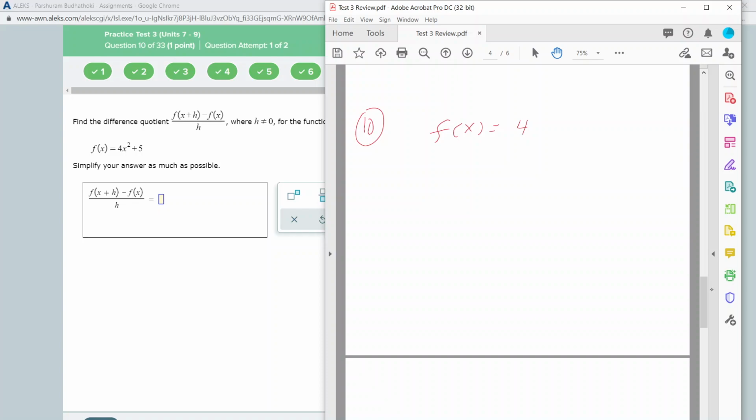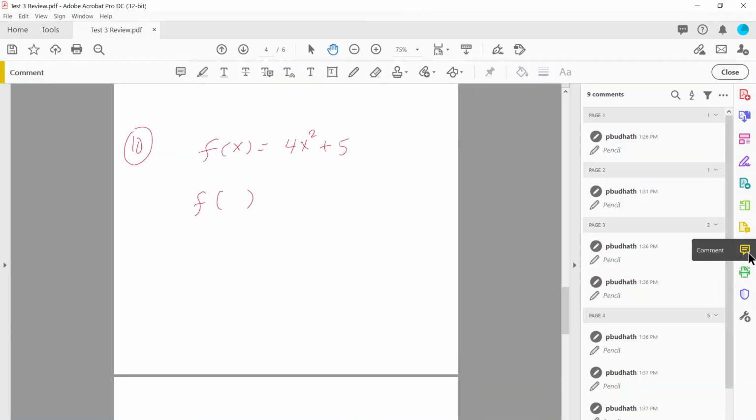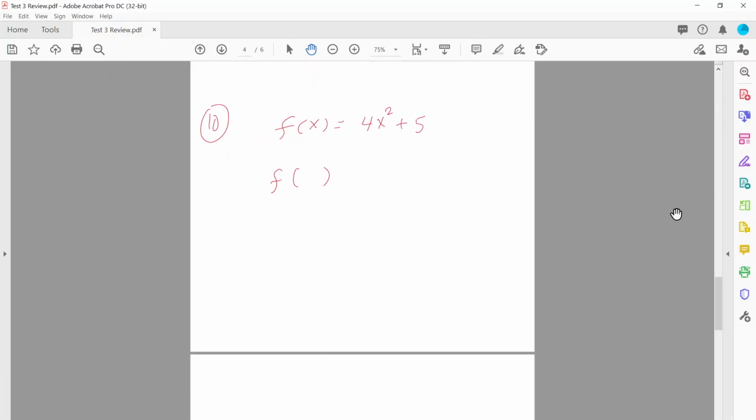First of all, you need to find the value of the function at x plus h and simplify that, and then after that you have to subtract f of x from f of x plus h. So just replace this x by x plus h. To show that replacement, I'm going to use a different color. Let me use blue color. I'm going to replace this x by x plus h. So here it would be 4 times x plus h squared plus 5.